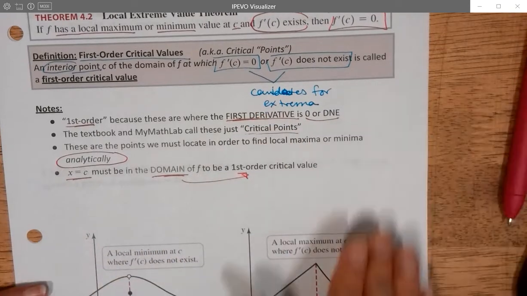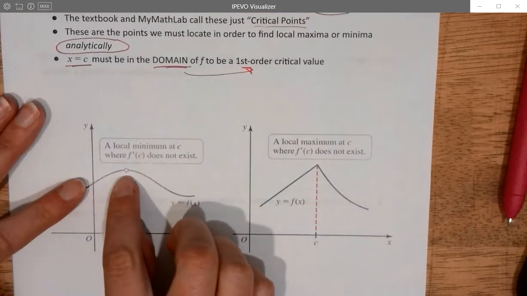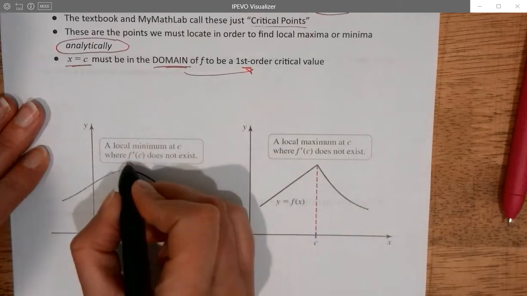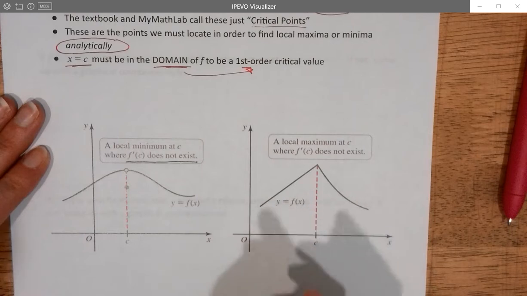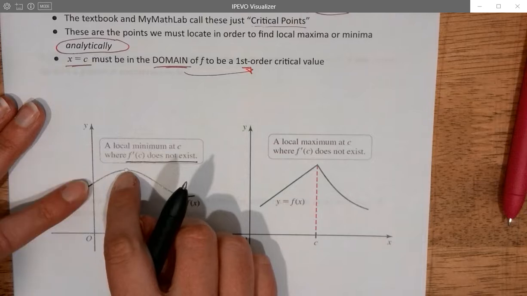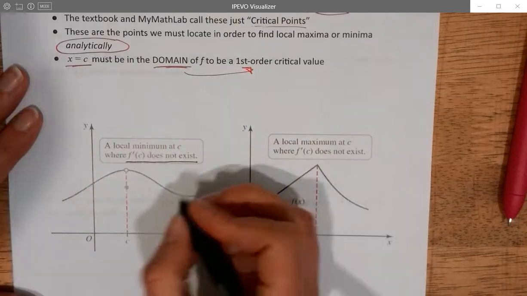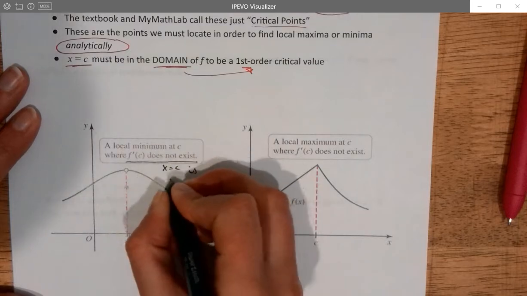Okay, so if I look at the picture at the bottom of the page here, this is a picture of a case where the first derivative doesn't exist. The first derivative does not exist, but this point right here is not going to be a critical value because you are not continuous. Okay, so x equals c is not a critical value.